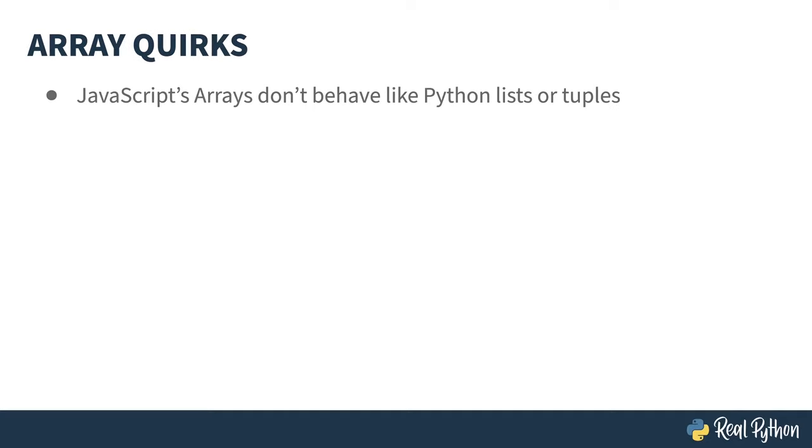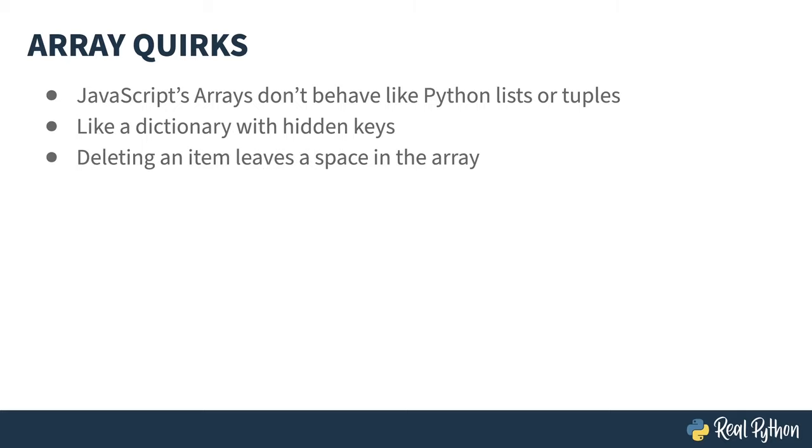The first set of quirks I want to talk about are those with arrays. JavaScript's array objects don't behave like lists or tuples in Python, or like arrays in any other C-based language for that matter. They're closer to the idea of an ordered dictionary where the key is the index number of the array. If you delete an item from an array, it removes the item but doesn't remove the space it was in. To do what you'd expect, you have to use the splice method instead of the delete keyword.